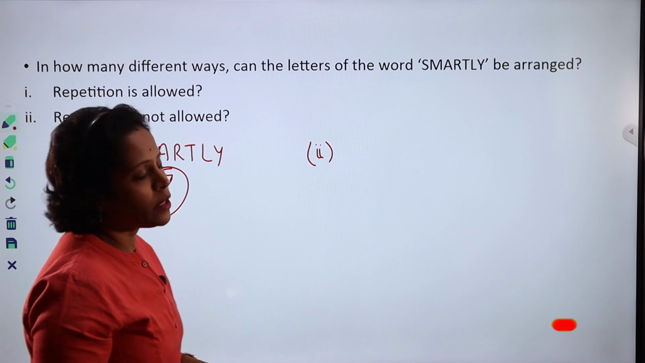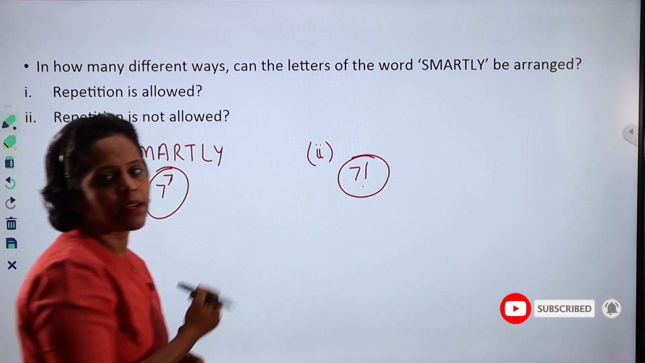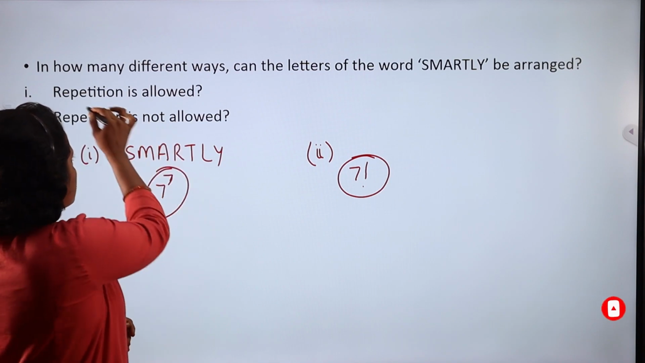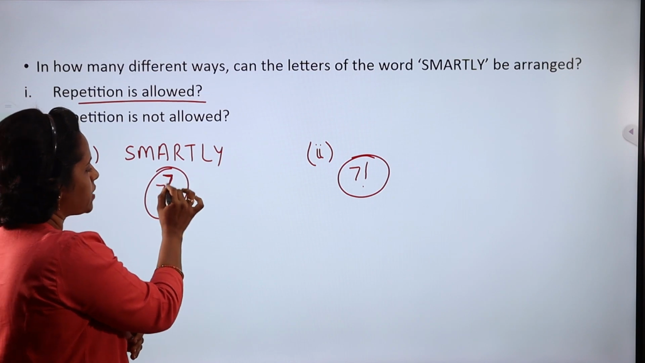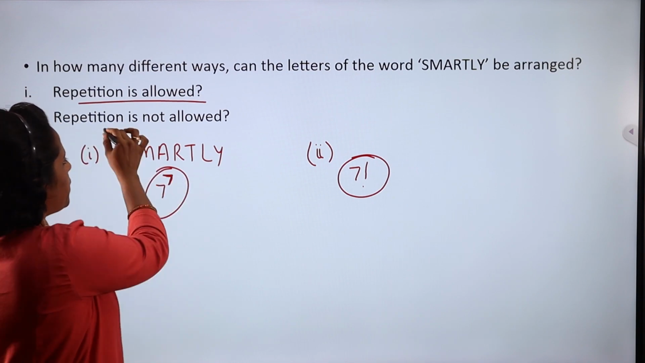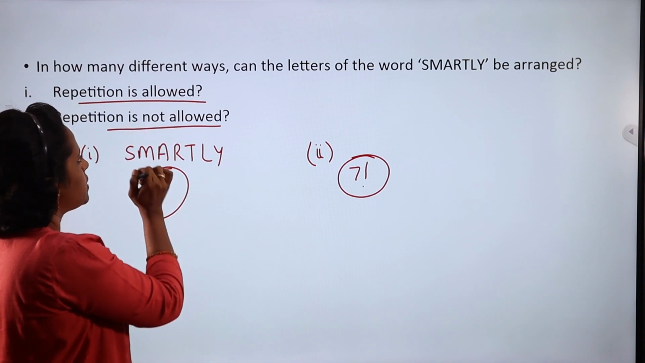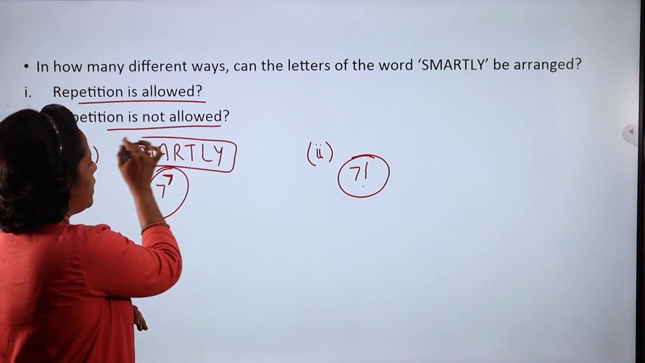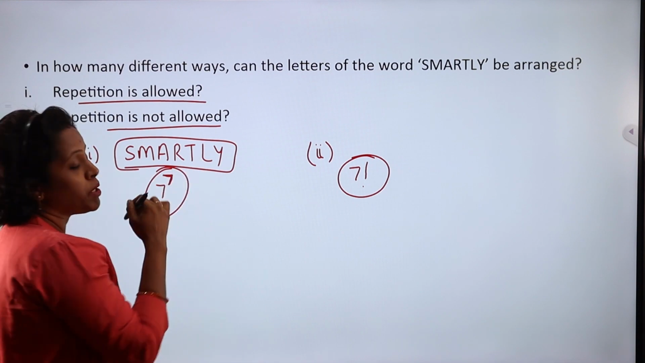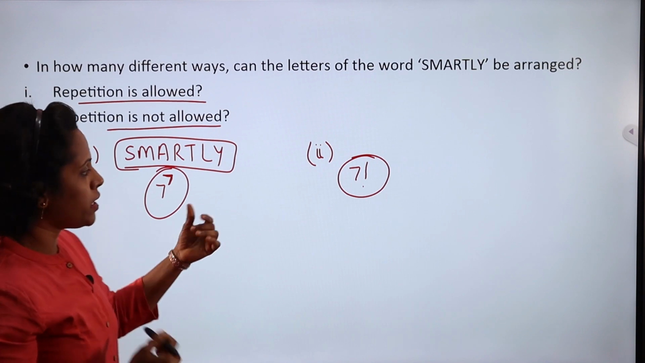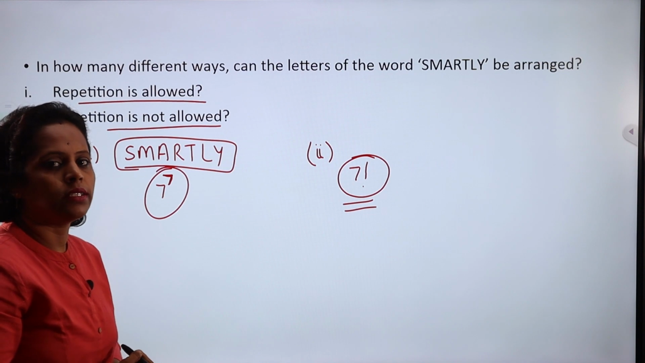Second bit, when the repetition is not allowed, our answer will be 7 factorial. Just remember, whenever repetition is allowed, you get the exponent. And whenever repetition is not allowed, you get the factorial. So when repetition is allowed, the letters of the word smartly can be arranged in 7 power 7 ways. And when repetition is not allowed, we get only 7 factorial words.